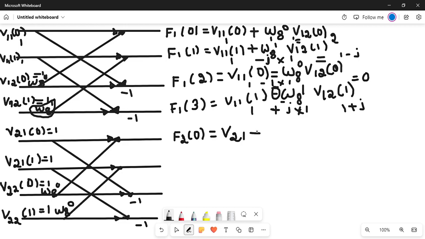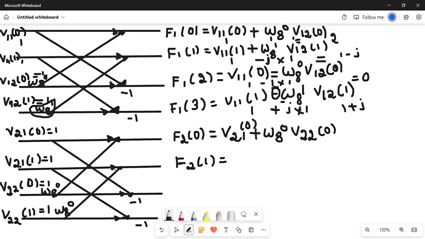ಸೊ ಅದಕ್ಕೆ ನಾನೇನ್ ಮಾಡ್ತೀನಿ, I will write plus omega a⁻0 into v22, this is v21 of 0, so it is v22 of 0, right? So ಇದೇ ತರ ನಾನು ಏನ್ ಮಾಡ್ತೀನಿ, f2 of 1 ಗೂ ಬರೀತೀನಿ. So what is f2 of 1? ನನಗೆ v21 of 1 ಬಂದು ಈ ಸ್ಟ್ರೇಟ್ ಲೈನ್ ಅಲ್ಲಿ ಪಾಸ್ ಆಗ್ತಾ ಇದೆ. ನಾನು ಸ್ಟ್ರೇಟ್ ಲೈನ್ ಅನ್ನ ನಿಮ್ಗೆ ಪೆನ್ಸಿಲ್ದು ಡಾಟ್ ಅದ್ರಲ್ಲಿ ತೋರಿಸ್ತಾ ಇದ್ದೀನಿ. ಡಾಟ್ ಅದ್ರ ಲೈನ್ ಮೇಲೆ ಮೂವ್ ಆಗ್ತದೆ.